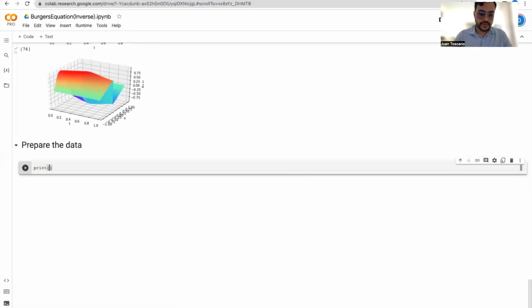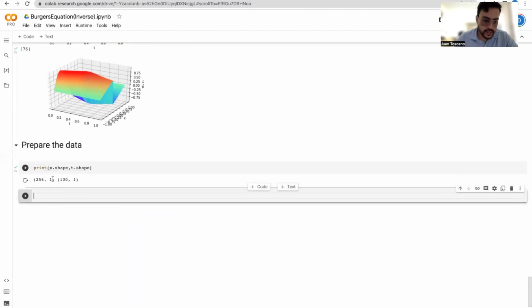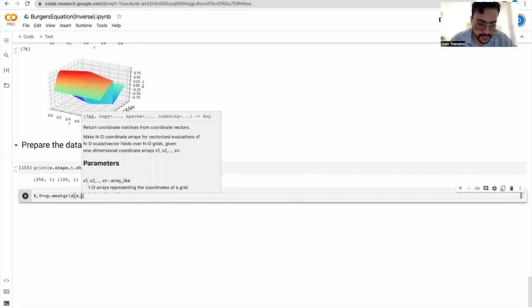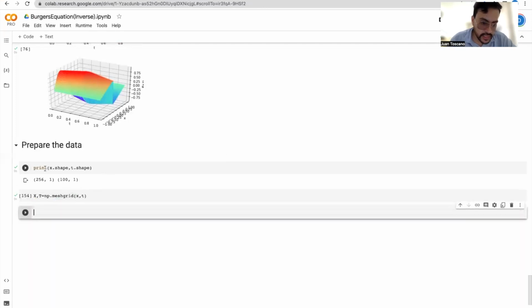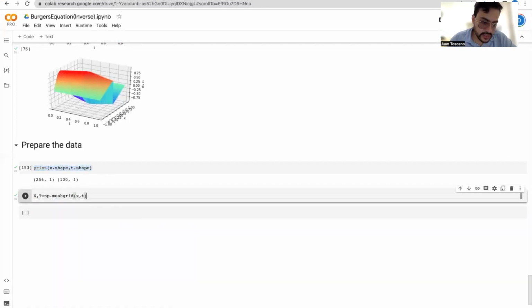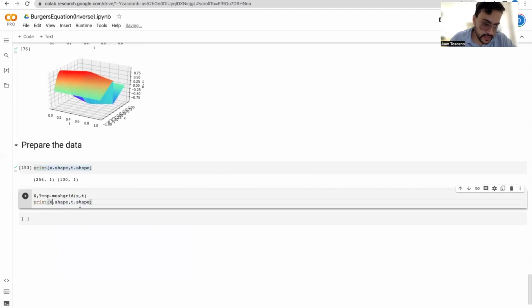So let's see how many points we currently have. We have 256 points in X and 100 points in T. However, remember that in a forward problem, we needed to create a mesh, and this is not an exception. So to do that, we would have X and T equals np.meshgrid of X and T. If we check the new dimension, we will see that we have matrices of the combination of both dimensions.